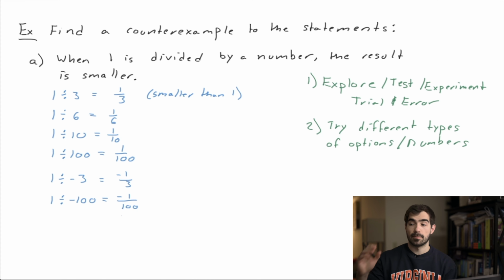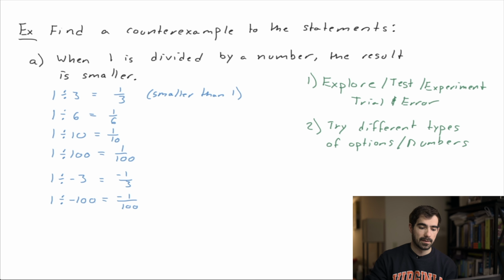So if we've tried positive whole numbers and negative whole numbers, perhaps we branch out beyond just whole numbers themselves and try something like a fraction. This is where we could do something like 1 divided by 1/2. If you recall how we can divide fractions, division by a fraction is essentially just multiplication by the reciprocal. In other words, 1 divided by 1/2 is equal to 1 times 2/1, or 1 times 2, which is just 2.